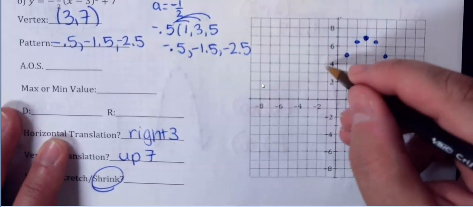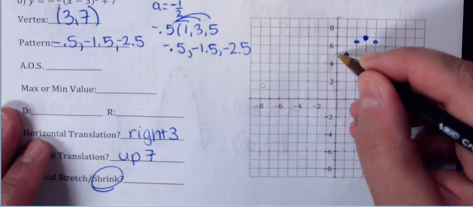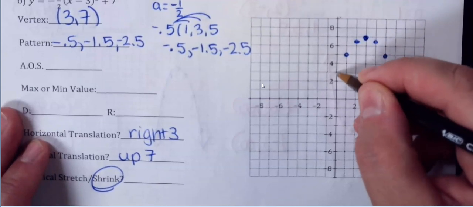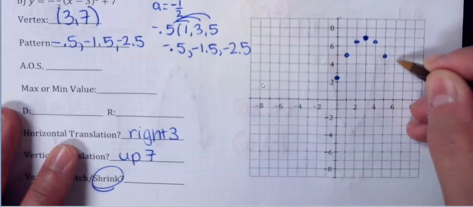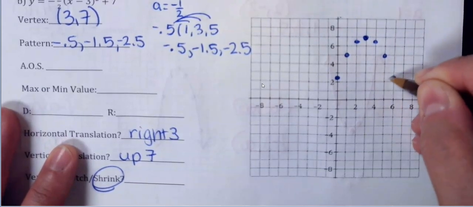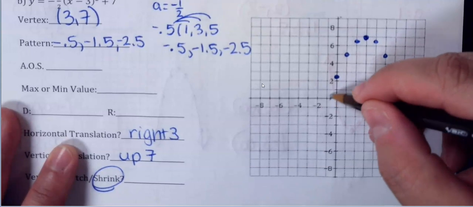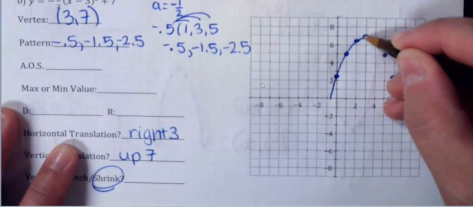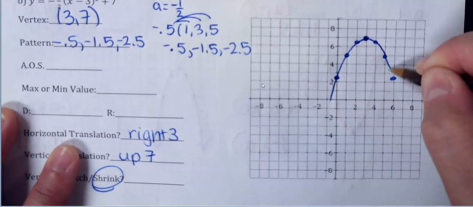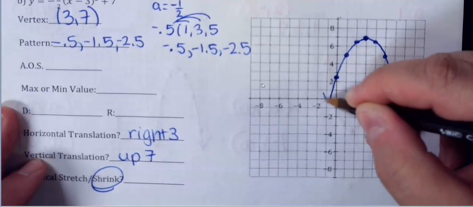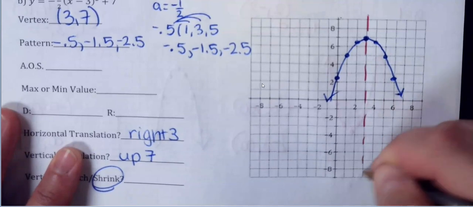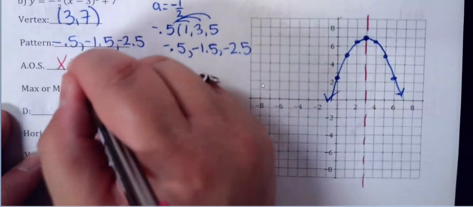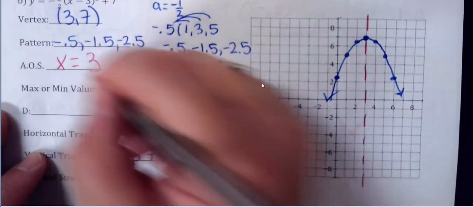And then I'm just going to go ahead and do one more step in that pattern. Over 1, down 2 1/2. So just kind of estimate. It doesn't have to be perfect. Just do your best to go kind of halfway between the grid marks if you're trying to estimate that. Now, axis of symmetry goes right through the middle there. So it should just be x equals the x coordinate of the vertex, which is 3.